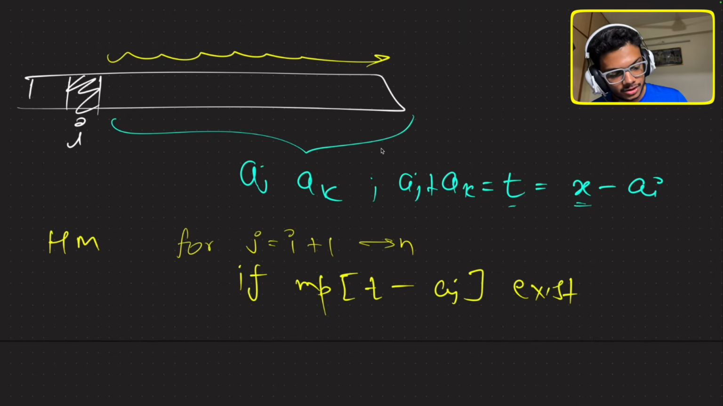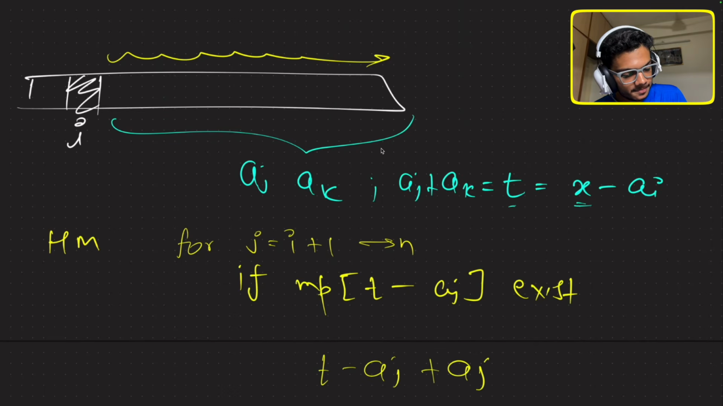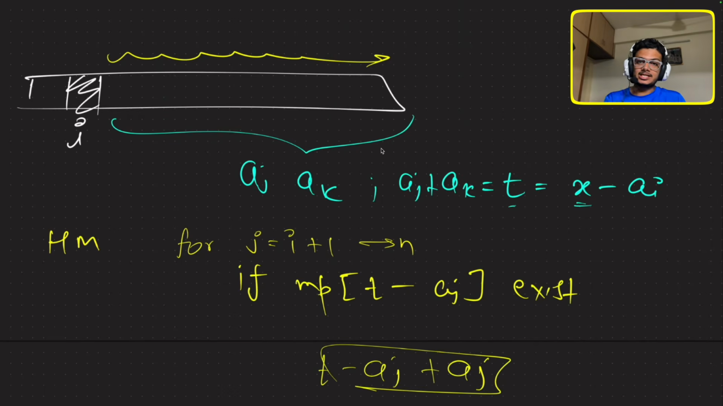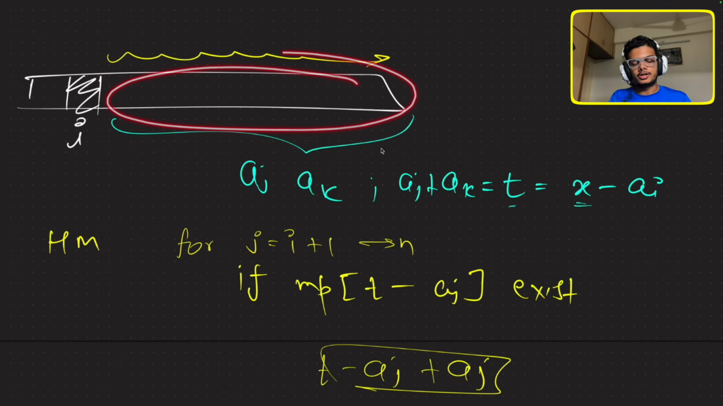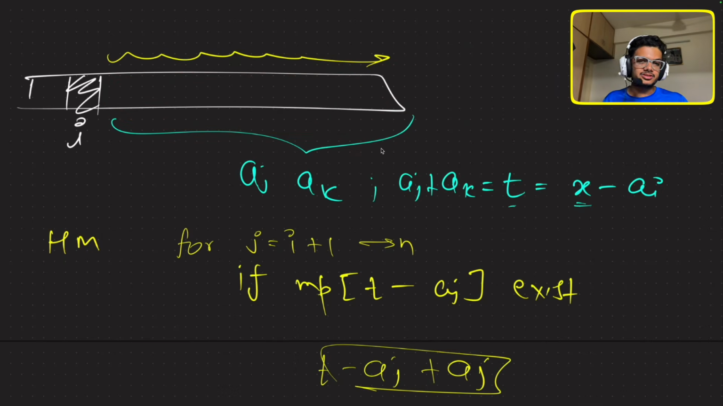Why? Because if mp of t minus aj has occurred, and currently you are at aj, now you have found the target sum t, so the triplet is found. So yeah, this is the hash map based approach. And what is the time complexity of this one? It runs in n log n, because for all the map operations, insertion, deletion, updation, find, each takes log n. So it's going to consume n log n.